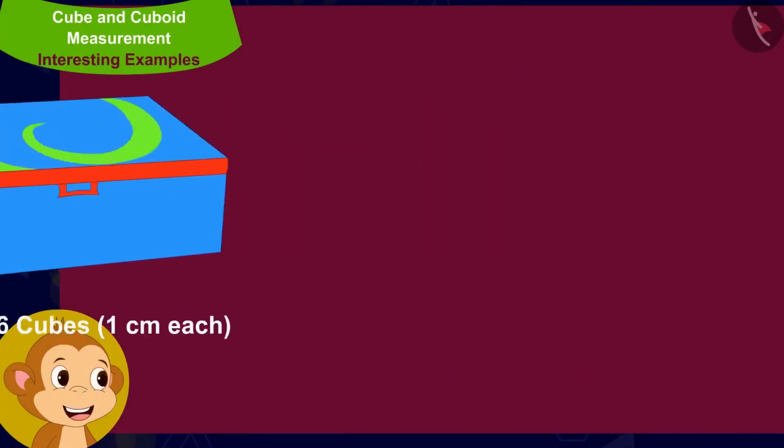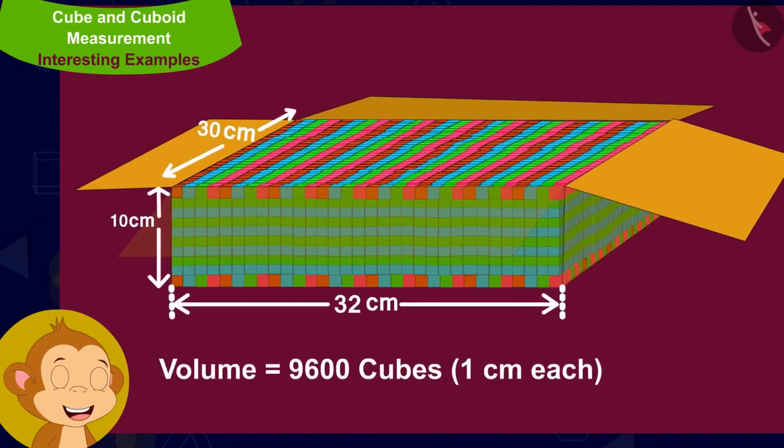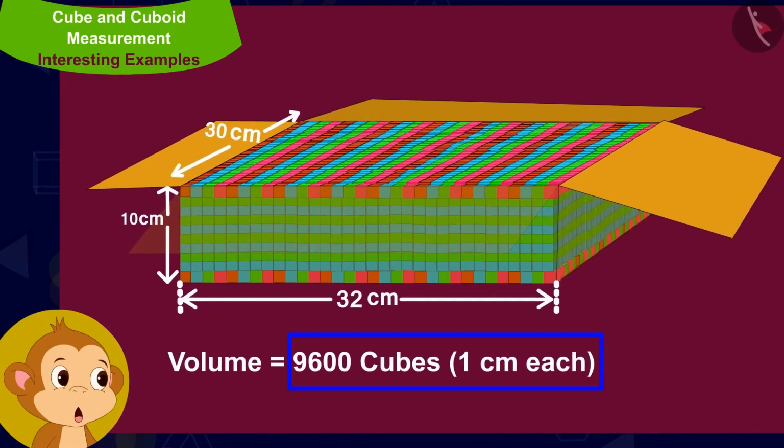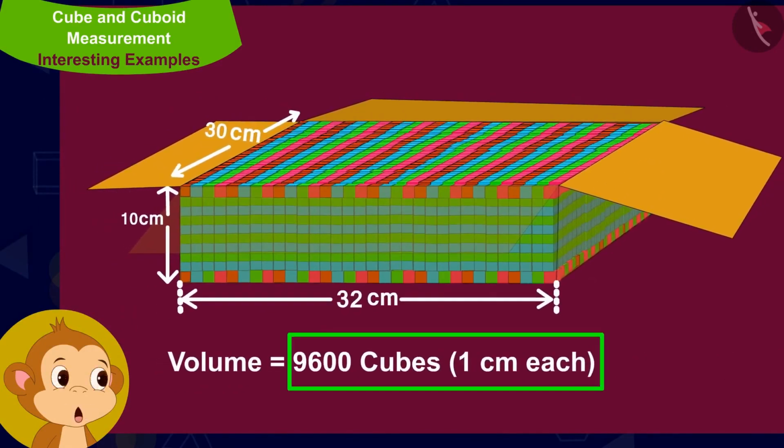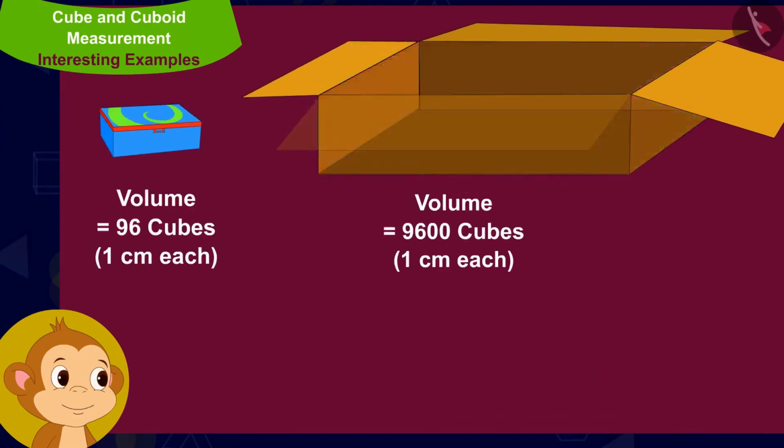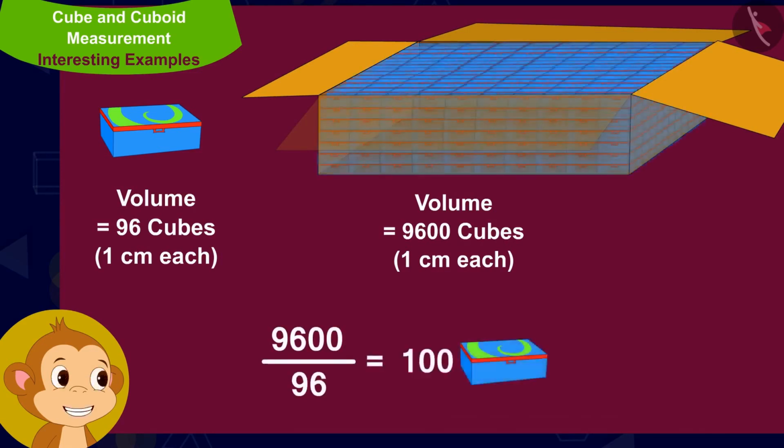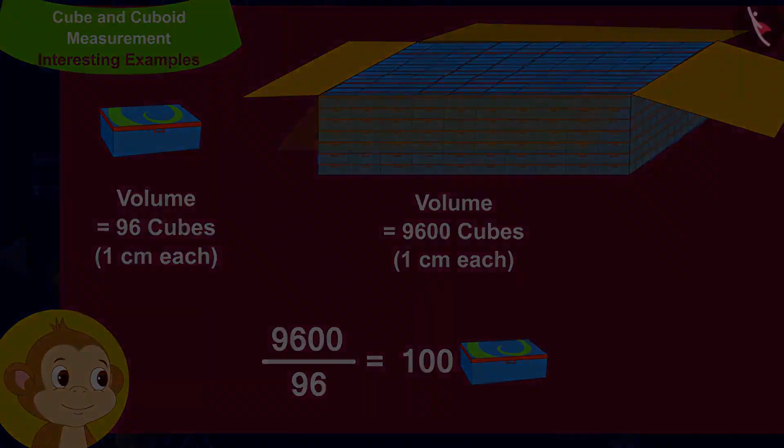The volume of a compass box is equal to 96 centimeter cubes. And the volume of this cuboid shaped box is equal to 9,600 centimeter cubes. Therefore, in this box, 9,600 divided by 96. That is, 100 compass boxes will be there.